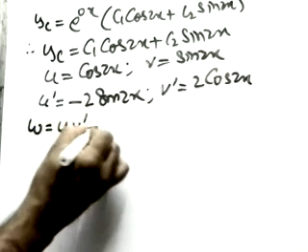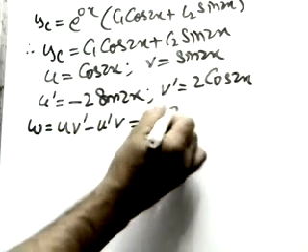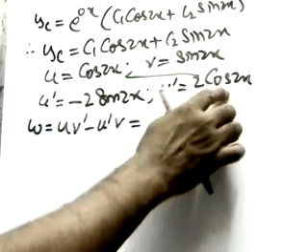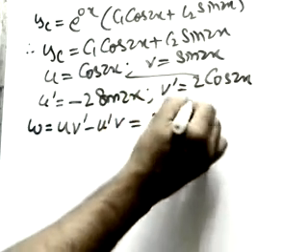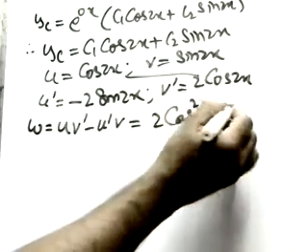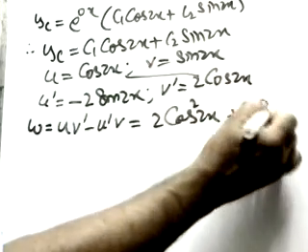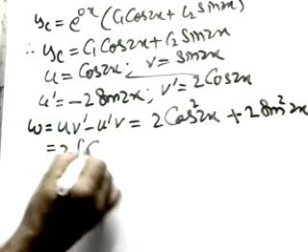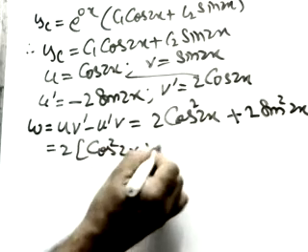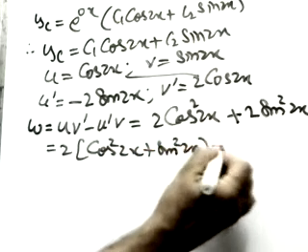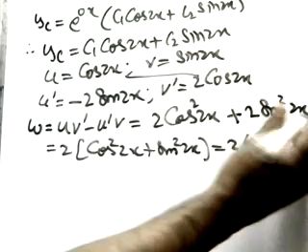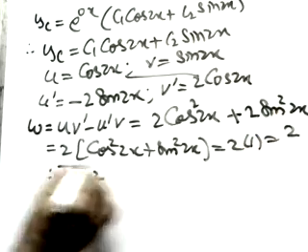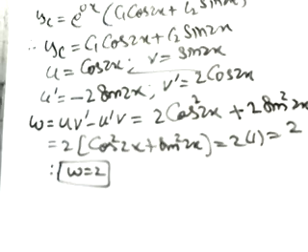Now you find w. The formula of w is u v dash minus u dash v. U is cos 2x into v dash, which has the 2, so cos square with 2, minus, again minus gives plus 2 sin square. Now take 2 common. Cos square plus sin square is 1. So 2 into 1 is 2. Therefore w equals 2.